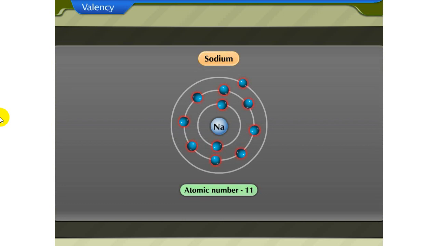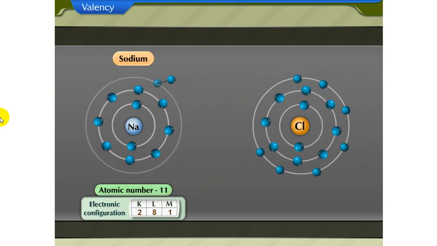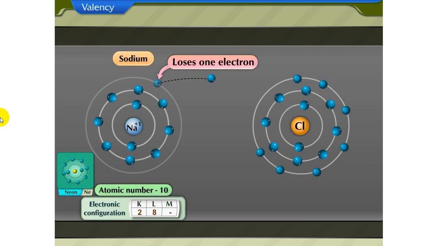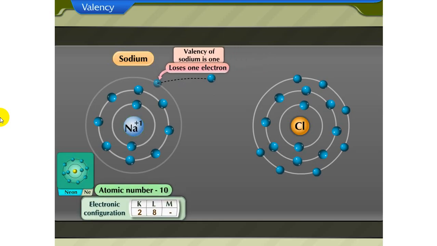Let us study some examples. The atomic number of sodium is 11. So, its electronic configuration is 2, 8 and 1. It has 1 electron in its outermost shell. Sodium atom tends to lose that electron to form a positively charged sodium ion having an inert gas configuration 2, 8. Since sodium atom loses 1 electron to achieve the inert gas electronic configuration, the valency of sodium is 1.